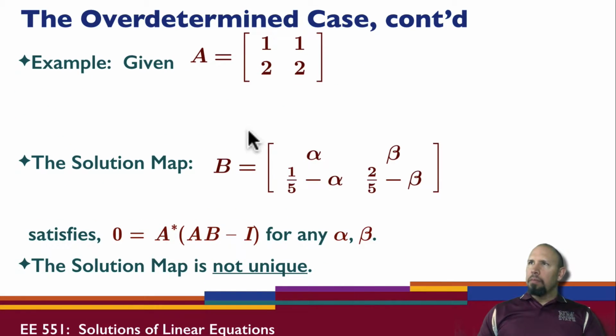By way of example, given this matrix, we can go through and show that this B is a solution map. That is, it satisfies this, and it satisfies it regardless of the values of A and B. So this shows that the solution map is not unique.